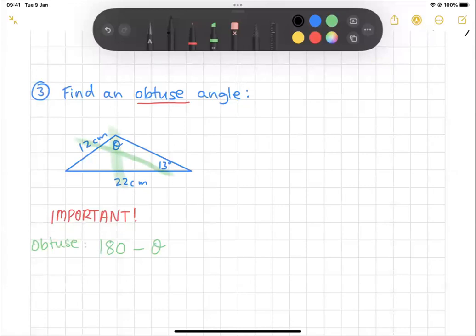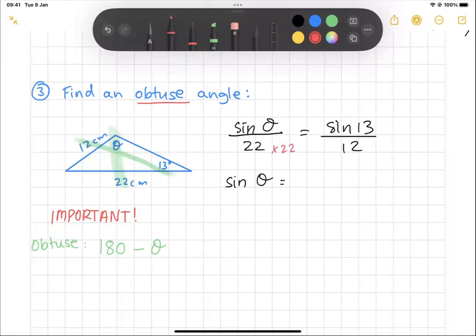I need to find an angle. So I start off with sine theta all over the opposite side, which is 22, equal to sine 13 over 12. Same thing as what we did in the second example. I need to make sure sine theta equals something, so I need to get rid of this 22. I multiply it on both sides. This will cancel out. I'm left with sine 13 over 12 multiplied by 22.